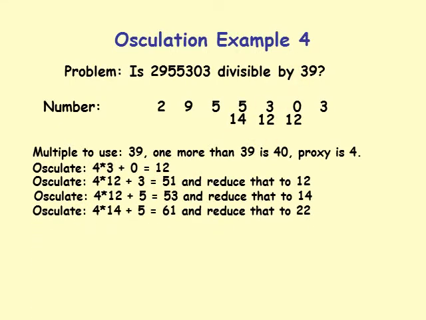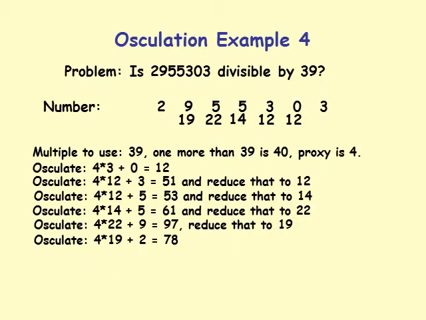Let's continue. Next we have 14 times the proxy 4 plus 5, which is 61. We reduce that to 22 by taking away 39. So we got 22 left. Next we osculate 22 and 9. 22 on the right, 9 on left, which is 4 times 22 plus 9, 97. We take away 78, which is 2 times 39. 97 is a lot more than 39, so we reduce that to 19.